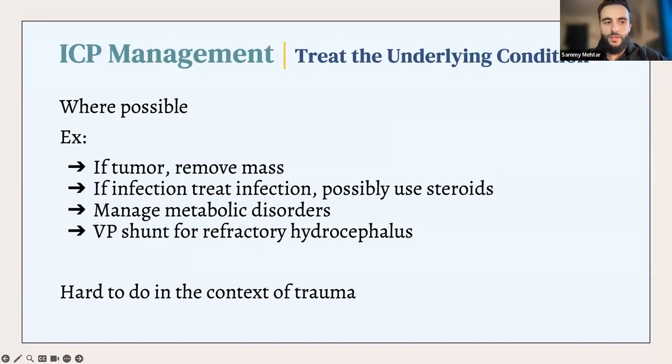So one general principle of elevated ICP would be to try to treat the underlying cause where possible. In most cases, it's difficult in traumatic brain injury because the insult happens before they arrive, and it's a very instantaneous insult. So this is probably something that is less applicable to trauma. But for example, if there was a tumor that was causing a mass, you could remove the mass. If there was an infection, treating the underlying infection, correcting metabolic disorders, those would all be ways to address the underlying conditions causing increased ICP.